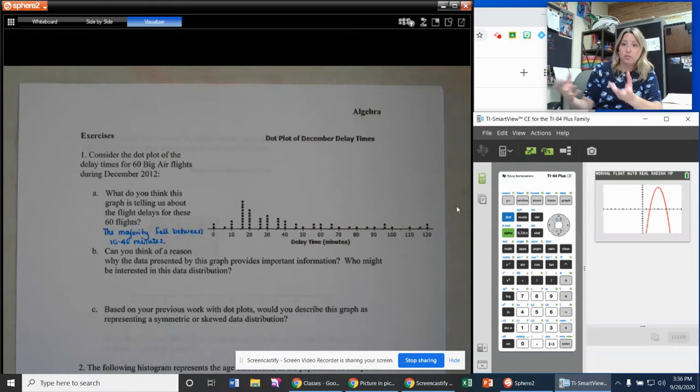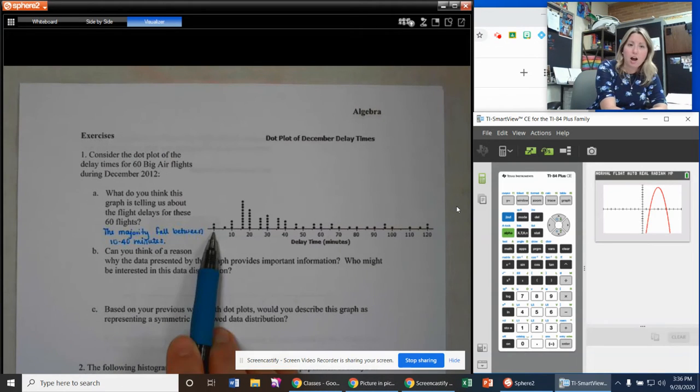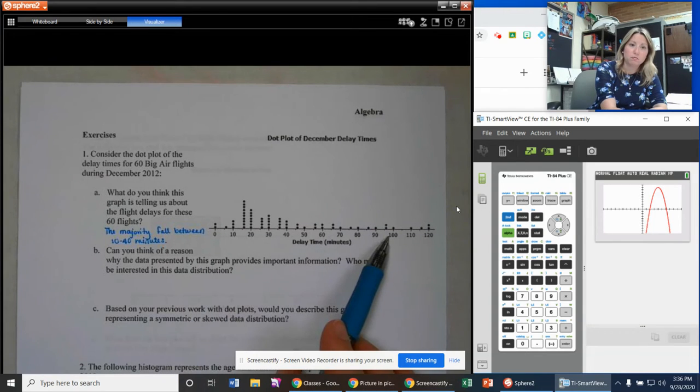Normally, I would have a nice discussion about this, right? Who might be interested in this? Okay, so we've got a couple of people who might be interested in this, and you can write your sentence as to how you feel about this. But I'm interested in it as a consumer, as someone who might book a Big Air flight. I want to know if I need to plan on a delay for sure or not. And if I'm booking a Big Air flight, I can pretty much guarantee I'm not going to be on an on-time flight. That flight is going to be delayed somehow, right?